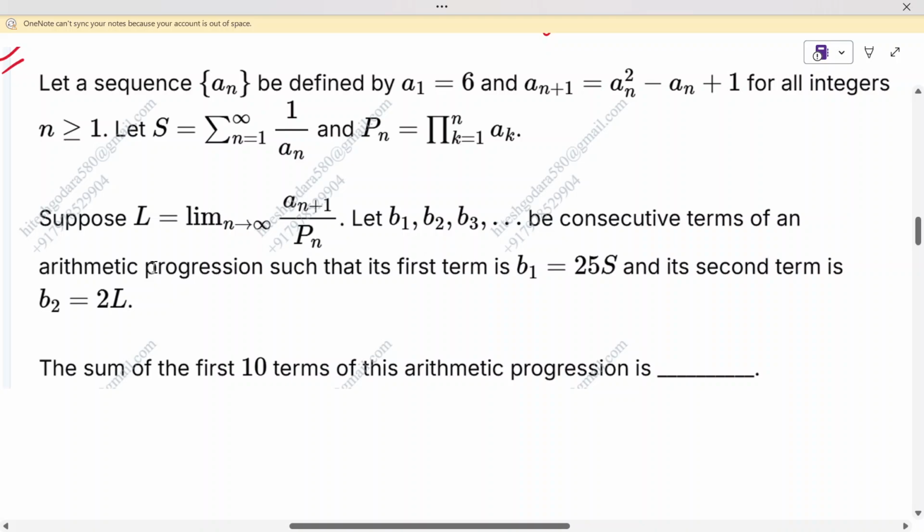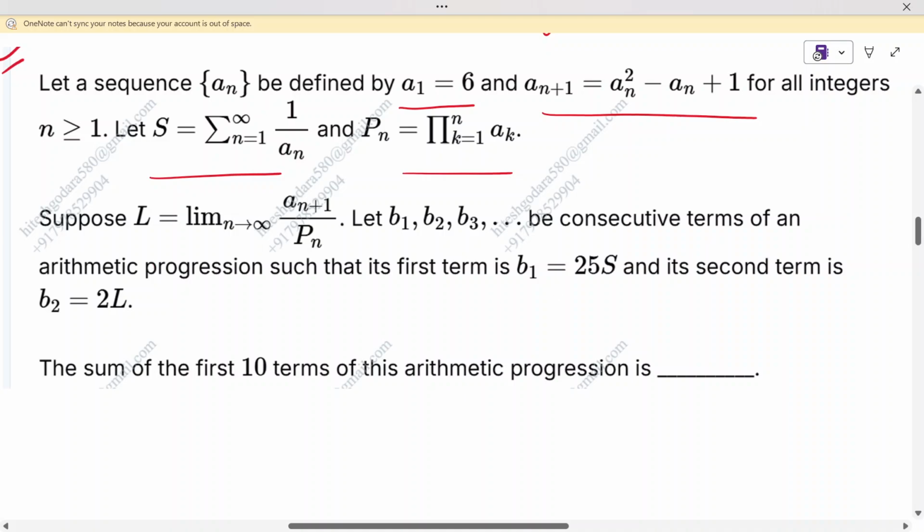The sequence is defined by the integers: A1 is equal to 6, and An plus 1 equals An squared minus An plus 1. S is this particular sum, Pn is this product, and the last one is An plus 1 by Pn. Let B1 be this one.